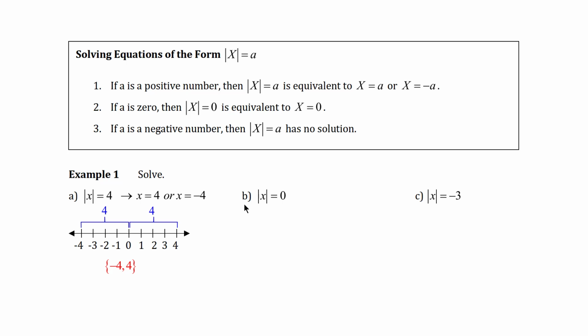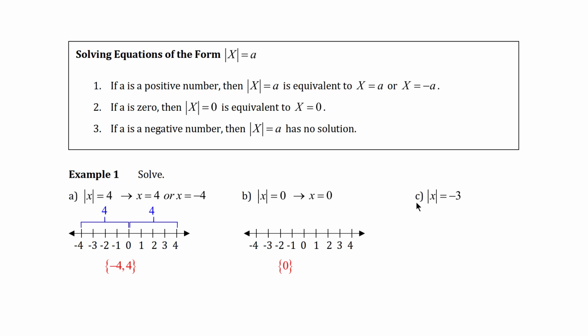Moving on to part B, we have the absolute value of x equals 0. For this problem, we need to apply rule number 2. Since the absolute value of x is equal to 0, this is equivalent to x equals 0. So this means we only have one solution, x equals 0. We write our final answer with curly brackets and 0 inside. Now the reason why we only have one solution is because if you take a look at this number line I have here, 0 would be the only number whose distance away from 0 is 0 spaces. So there's only one solution of 0.